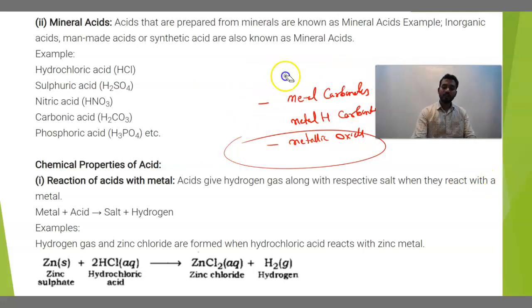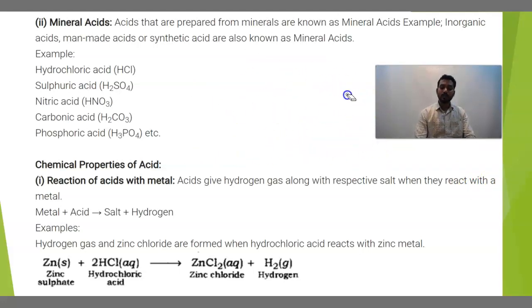Now, which chemical reactions have I given here? Please try to learn how to balance them, how to pronounce them, and how to remember the molecular formulas. Those are very, very important. You can expect one question out of these chemical properties of acids. Very, very, very important. Now, reaction of acids with metals.